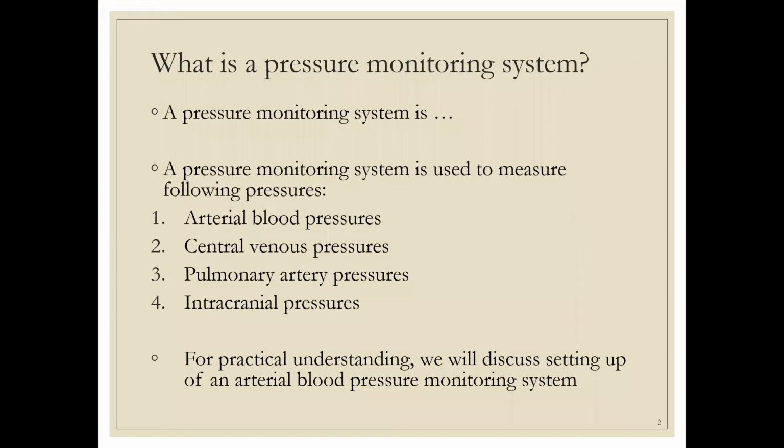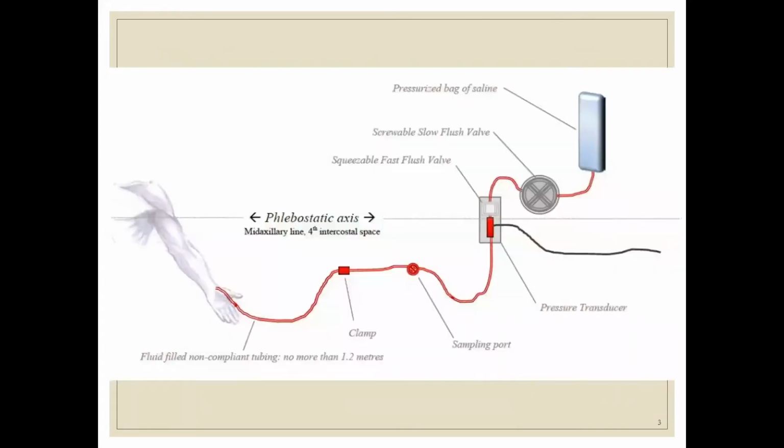So what is a pressure monitoring system? It is a device which is used to monitor various pressures within the body. It could be arterial or venous, or it could also be intracranial pressure monitoring. So in this presentation, we'll be discussing various parts of an arterial blood pressure monitoring system and also the physics behind the data which we get through these monitoring systems.